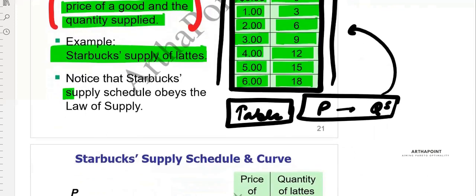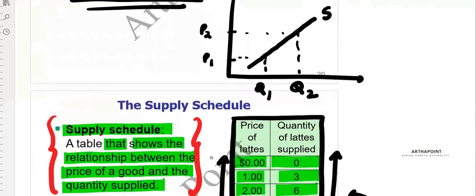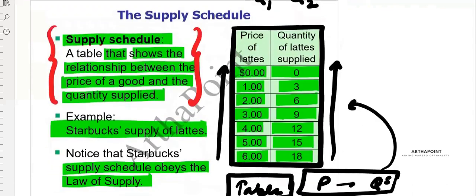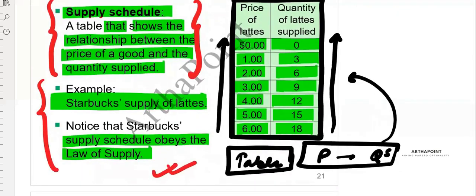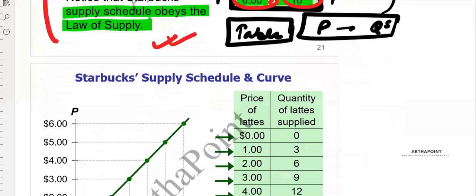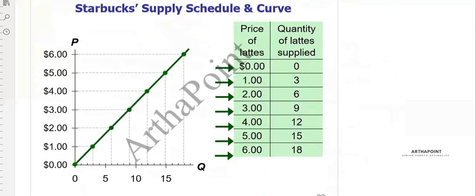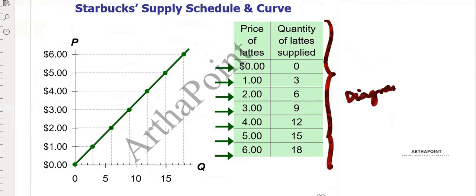Note that Starbucks' supply schedule obeys the law of supply. The law of supply was just suggesting that as the price increases, the quantity supplied also increases. And this is something which we can clearly see here, that as price increased from 0 to 6, the quantity supplied also increased from 0 to 18. When we represent this schedule diagrammatically, then this basically becomes the supply curve.